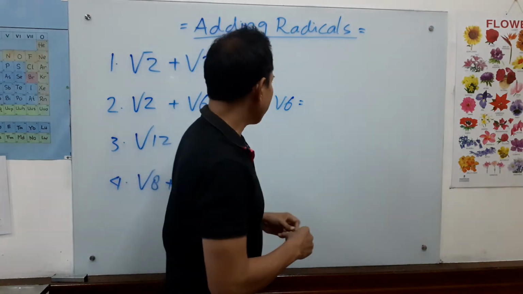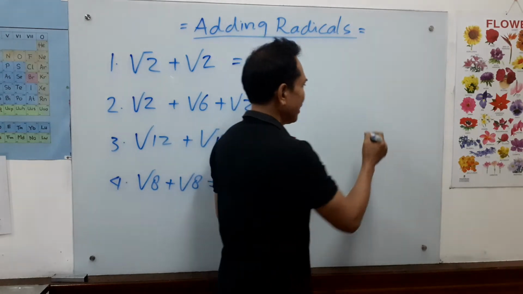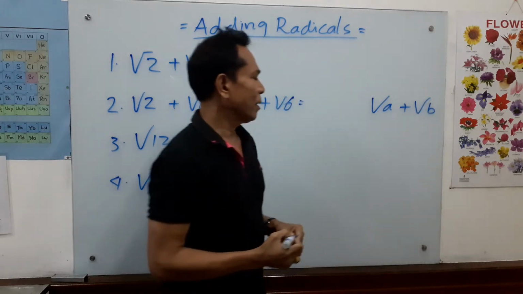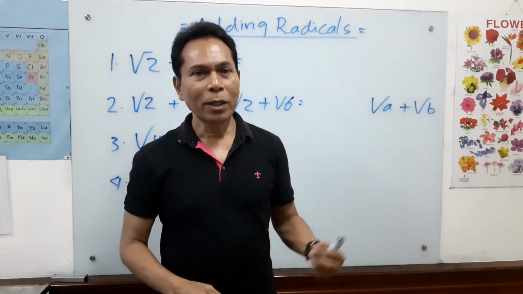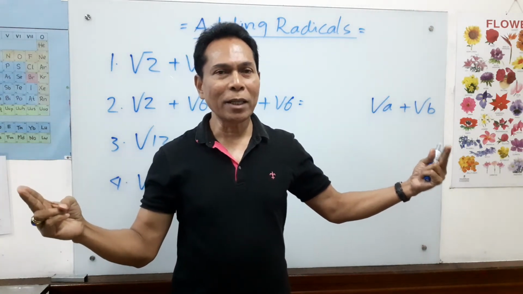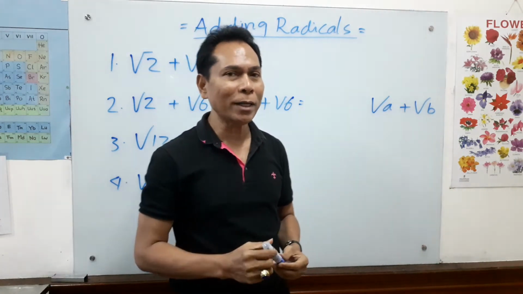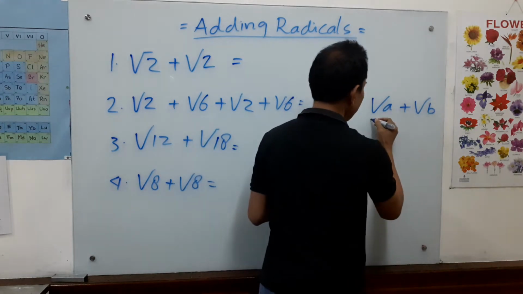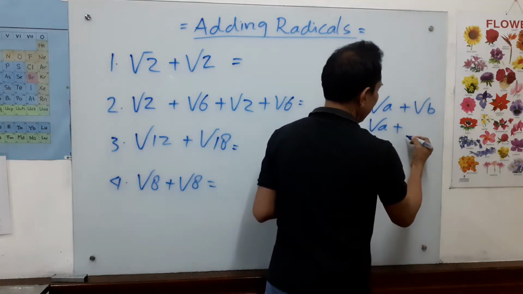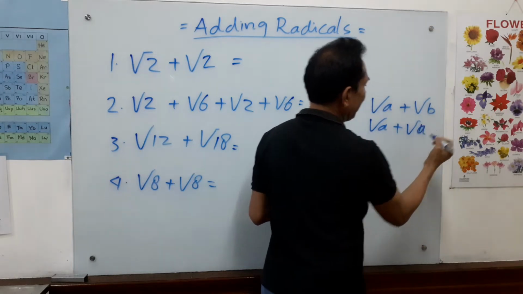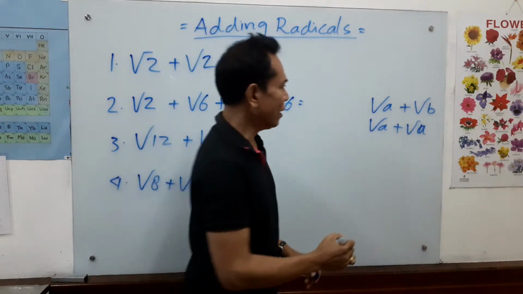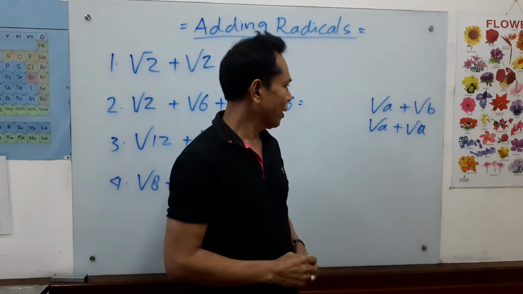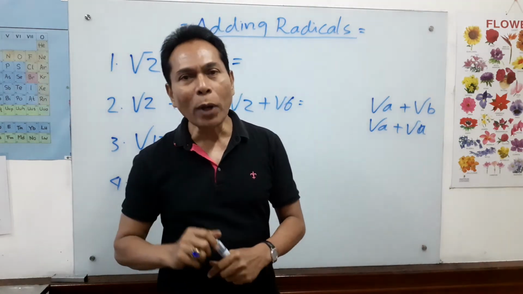Now, if the radicands are different, for example, here you have A and here you have B. You have apple and you have banana. So you have 2 apples, you have 2 bananas. You cannot say that we have 4 apples, 4 bananas. No, it does not work that way. So we cannot add this if the radicands are different. But if the radicands are the same, radical A plus radical A, we can add them straight away. For example, 1 apple plus 1 apple, you have 2 apples.